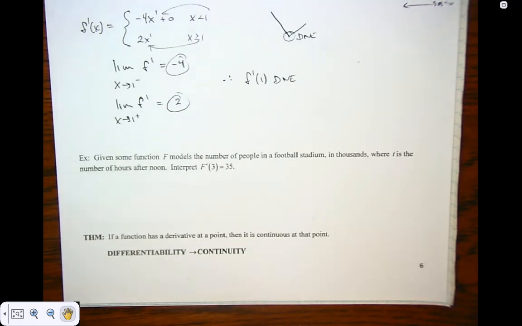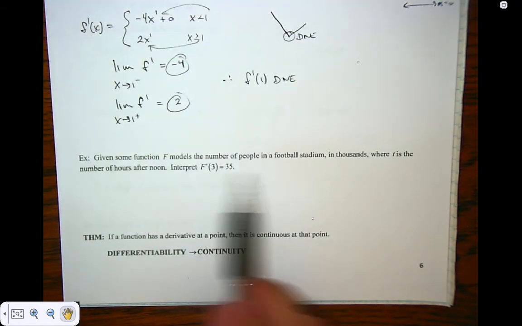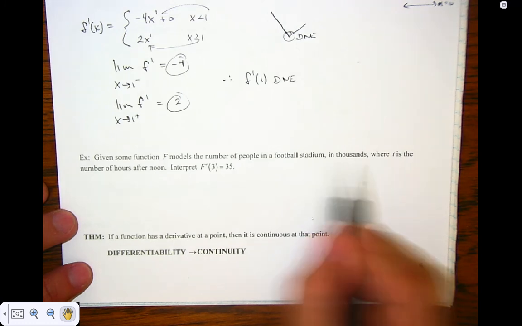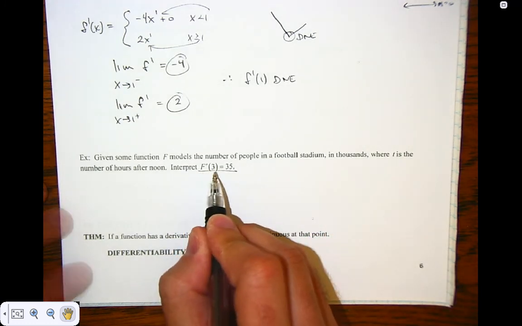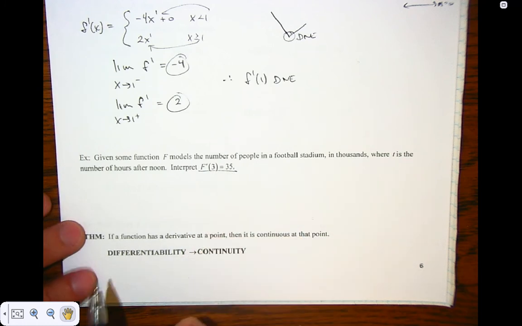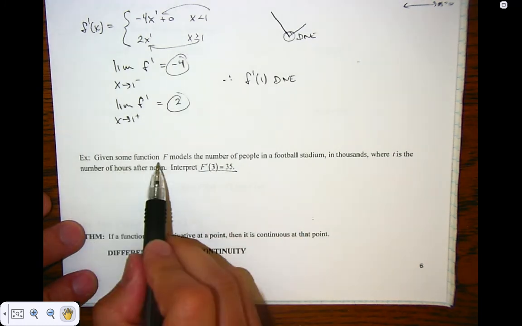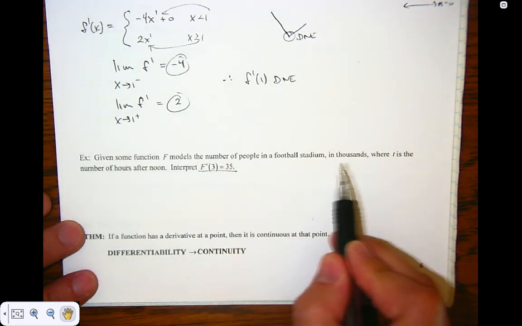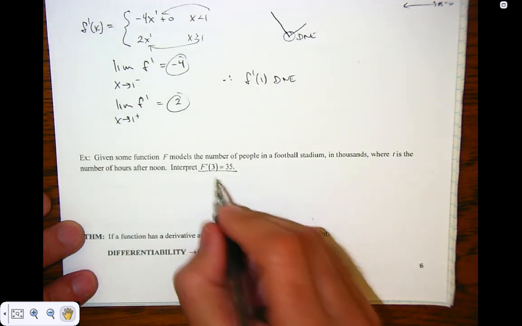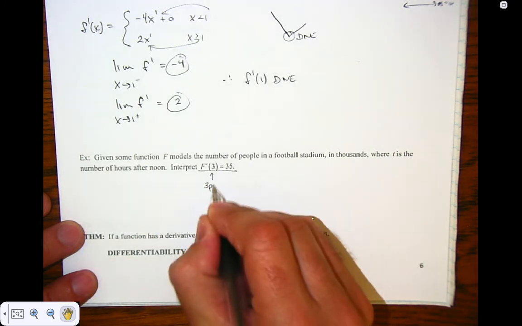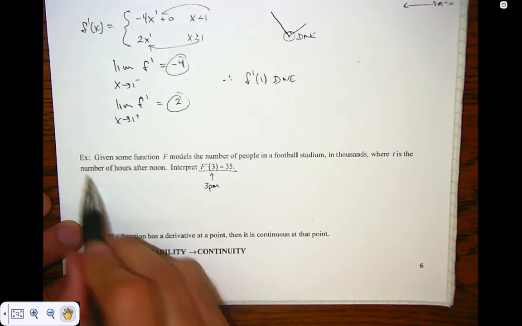All right, and then this last question, it just says, given some function f, it models the number of people in a football stadium in thousands, right? What does this mean? This is the rate of change of some value is equal to 35. So some function models the number of people in thousands, where t is the number of hours after noon. So that is 3 p.m., right? The number of hours after noon.